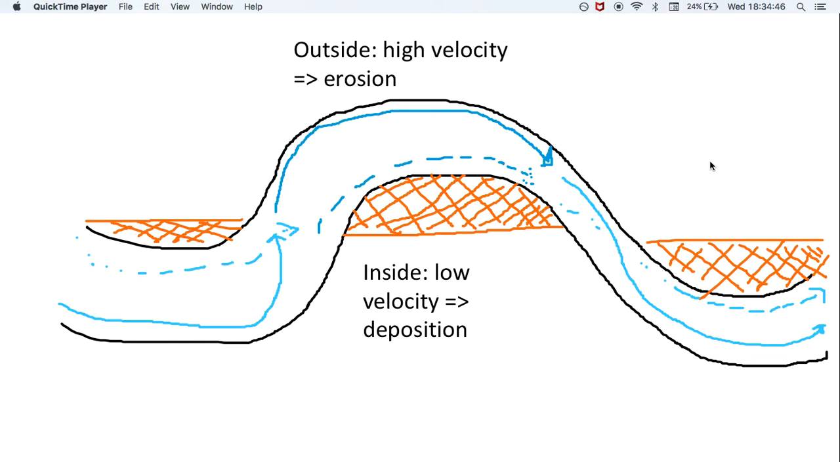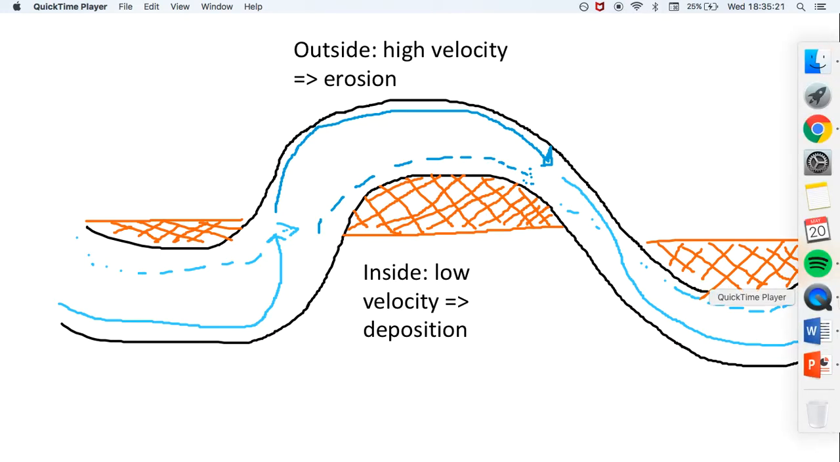You'll notice that there's two different types of lines on my drawing, a dotted line and a solid line. The line represents where the flow is fast, where there is a high velocity. The dotted line represents where there is a low velocity, so where the flow is slow. You'll notice that the river has a high velocity on the outside of the bend, so on the outside of this bend and on the outside of that bend, and it has a low velocity on the inside of the bend.